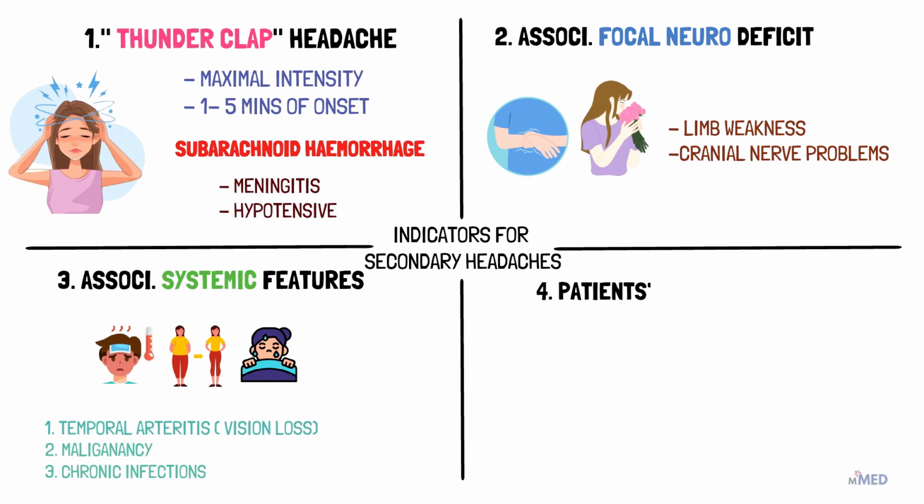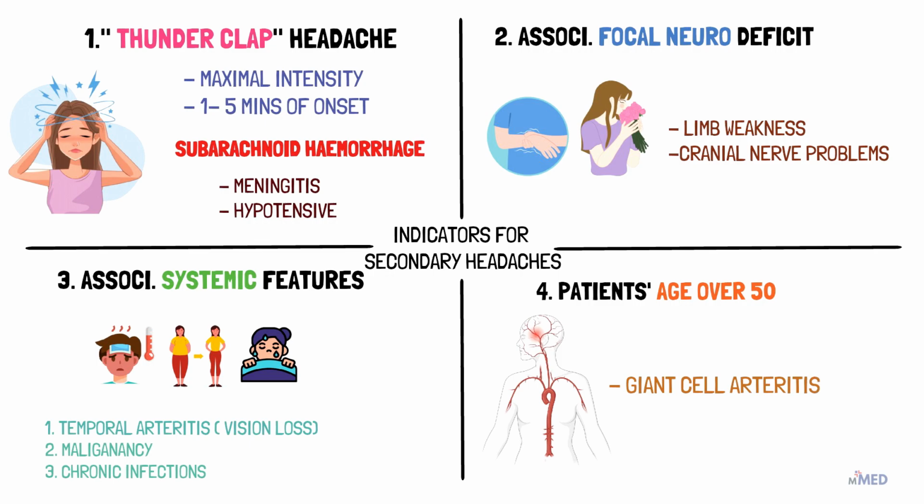Number 4 is patients over the age of 50. Headaches in patients over the age of 50 can be indicative of giant cell arteritis, also known as temporal arteritis. It's a chronic, systemic, and potentially serious inflammatory disorder affecting medium and large arteries, particularly the temporal arteries. This condition predominantly occurs in individuals aged 50 and older, with a higher incidence in women.